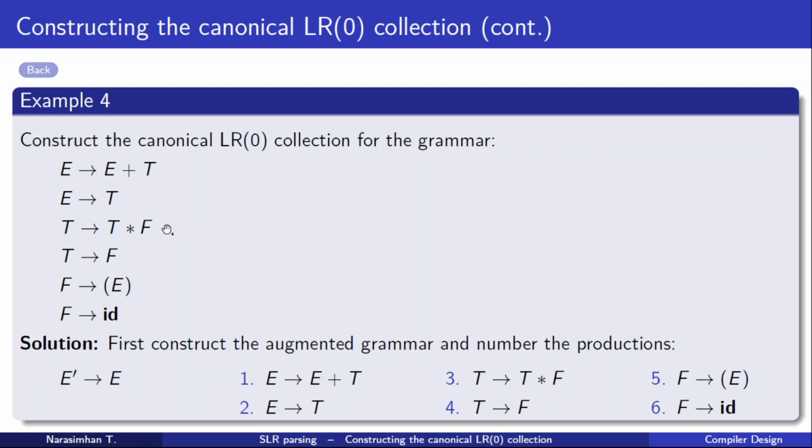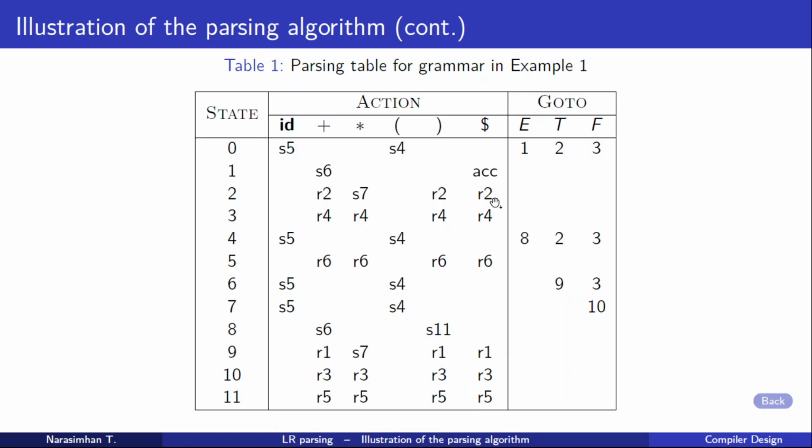So state 2, this is the row, where the columns corresponding to the terminals in the follow set, plus, right parenthesis and dollar, in all those entries you write R2. R means reduce. 2 means what? The production number for the production E gives T. So in here it is R2, R2 and R2. That is how you fill the reduce entries.